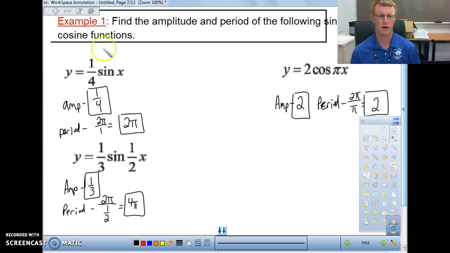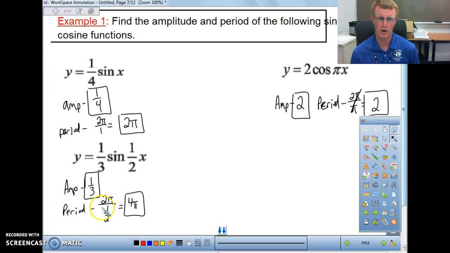Okay, so here are our solutions. Amplitude is 1/4. Period is 2 pi. Amplitude is 2. Period is 2, because 2 pi divided by pi, the pi's cancel out. Down here, amplitude is 1/3.